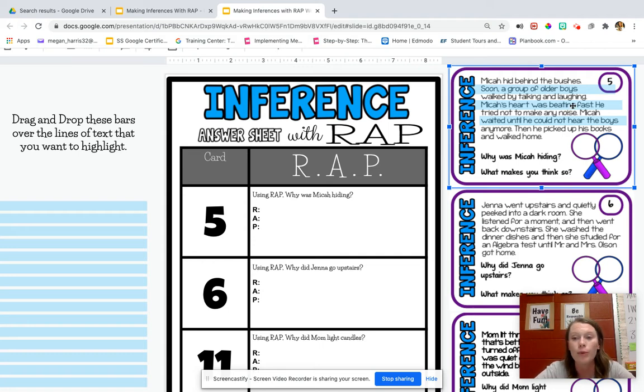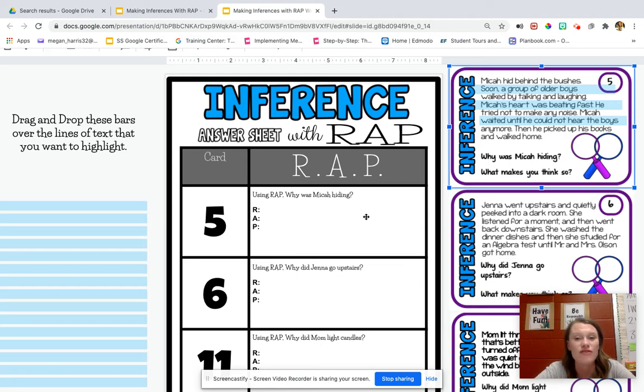So let's think about what we know. What do you know about a kid who's walking home from school? He's hearing some older boys. He hides from them. He tries to make no noise, and his heart is racing the entire time. What do we know about when our heart races? Like we said, we've been working out. Well, Micah wasn't working out. Maybe he's nervous. Maybe he's scared. Well, what would he be scared of? Well, it says he was hiding from the older boys, right? So why do we hide from people? Maybe because those people don't treat us nicely, okay?